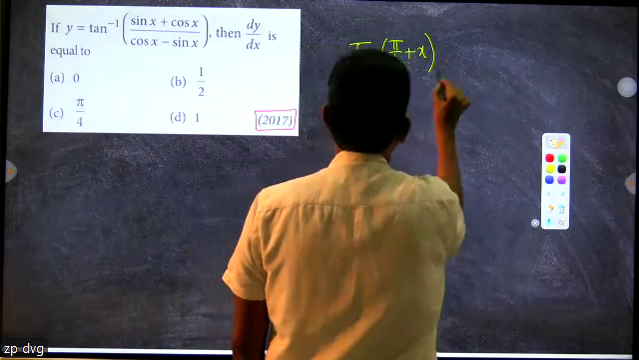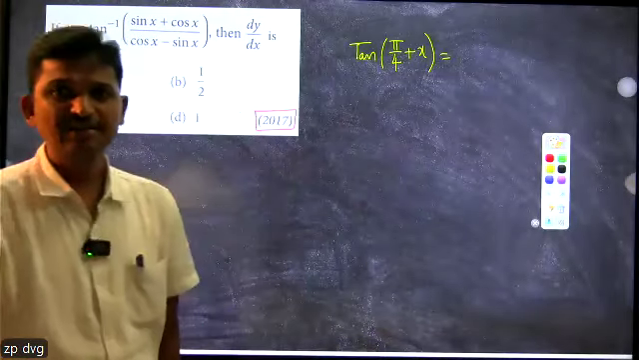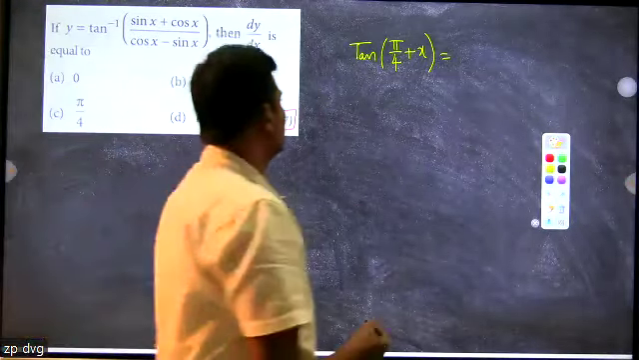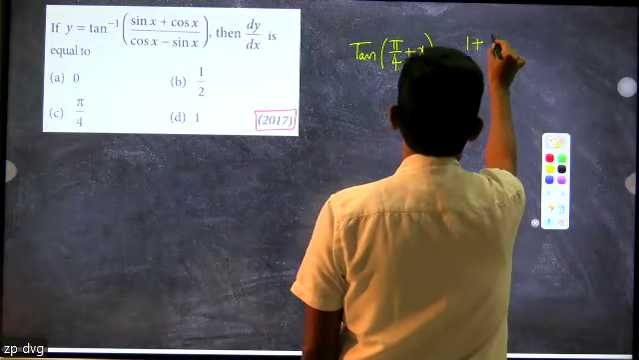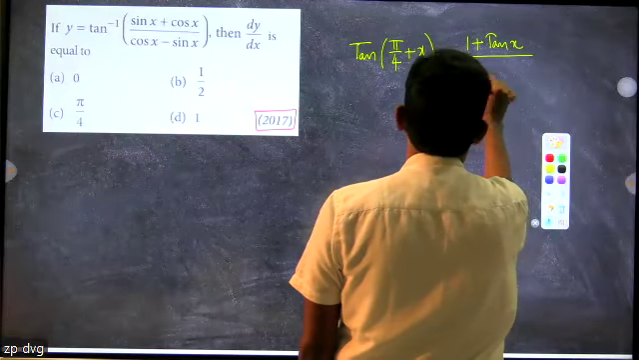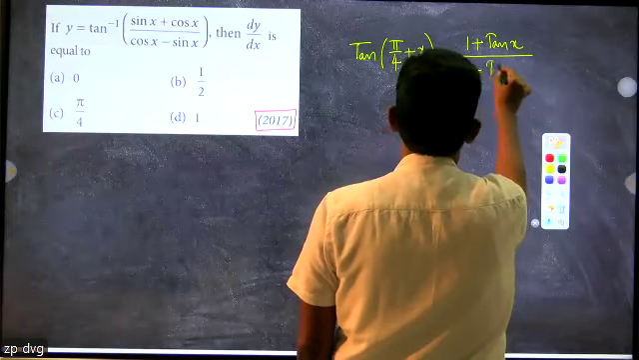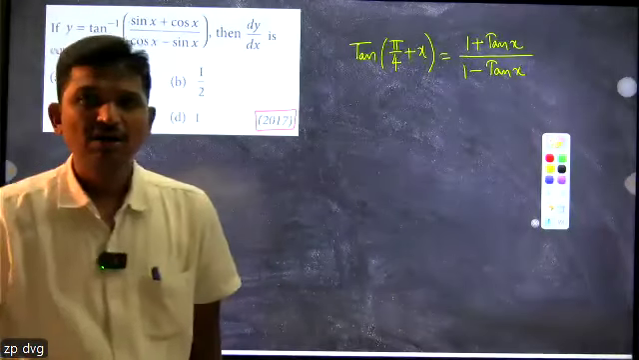Tan pi by 4 plus x is what? This is like tan a plus b, tan x plus y, right? Tan x plus y formula is what? Tan x, that is tan pi by 4, tan pi by 4 is 1, plus tan x plus tan y divided by 1 minus tan pi by 4 into tan x. This is the formula, right? I just applied the tan x plus y formula.